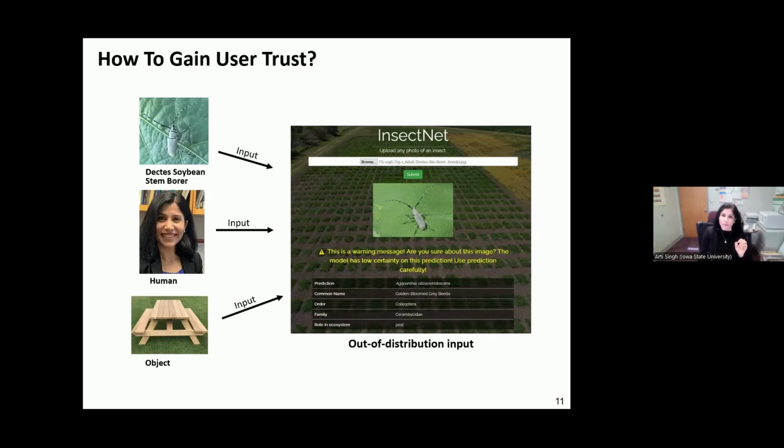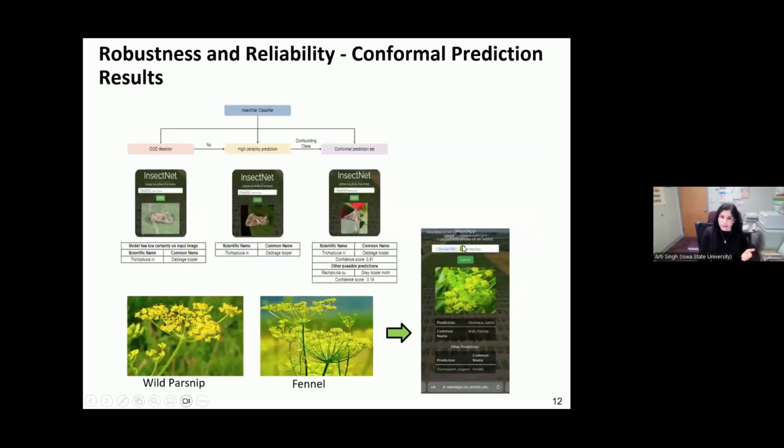So to counter that problem, we came up with this out of distribution system where if the model has not seen an image on which it has been trained, it will give you a warning. In this case, this Dectes soybean stem borer at that time was not in our database. My image, or an image of any object, if you take a picture, it will give a warning message: I'm not certain. So this is where we introduce trustworthiness in this model. As soon as it gets an image of an insect which it has not been trained on, or any object, it will say, I'm not sure.